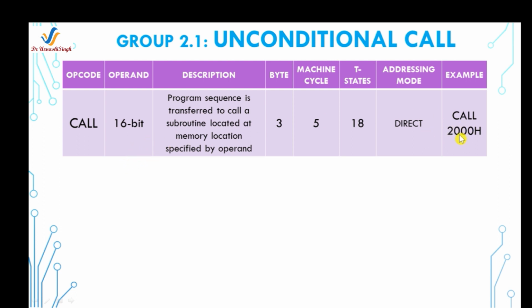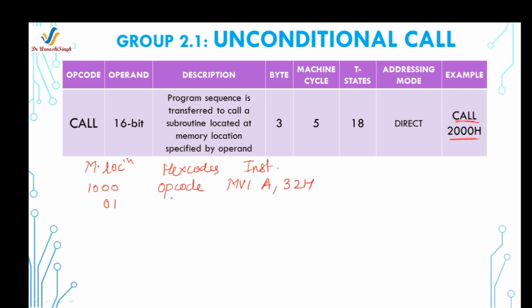Let's understand this instruction with the help of a mini program. For this I am writing here the memory location, then hex codes, and then the instructions of the program. Let the program start from the location 1000 and the first instruction is MVI A, 32 hex. It means load the accumulator with the 32 hex number. So there must be some opcode for the MVI A instruction. Next location will be 1001. Here the microprocessor will take this 8-bit number. After this the next location is 1002.